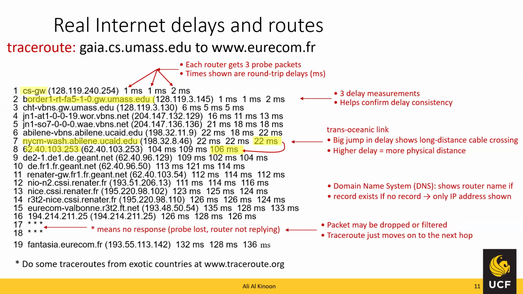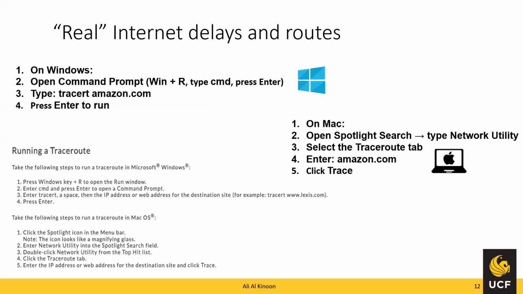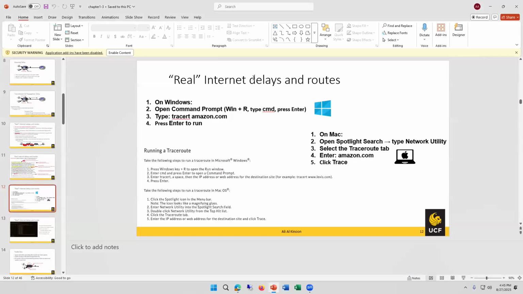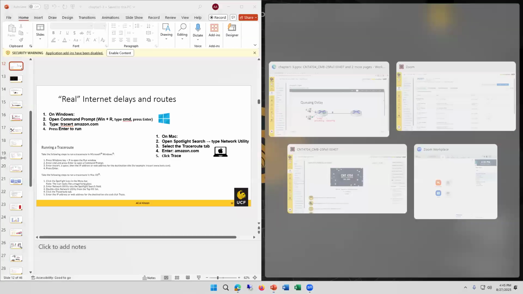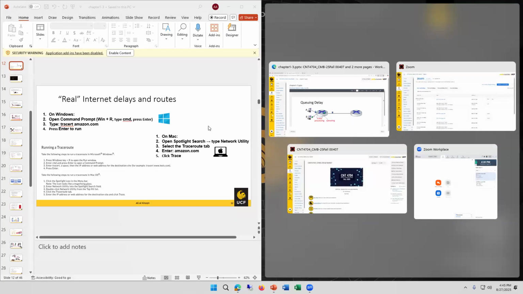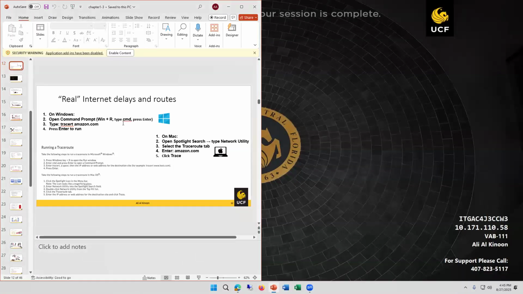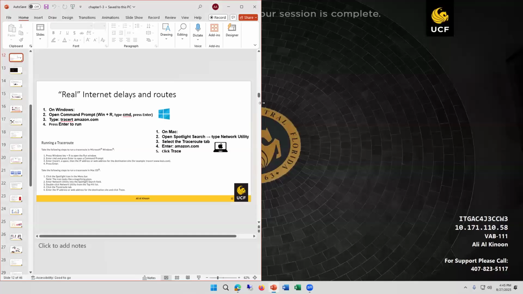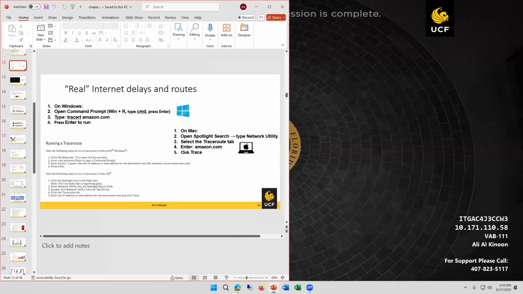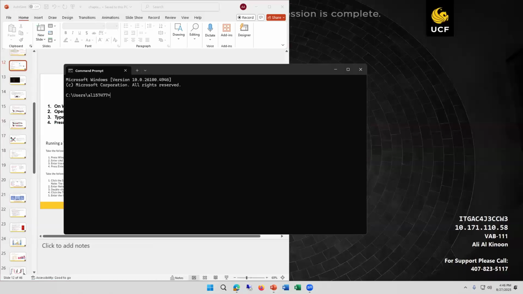Okay. So this is what we're going to do now. For the students who have Mac and Windows, we're just going to run a simple traceroute for any destination that we want. For me, I tried Amazon yesterday, and I'm going to try it here on the PC that we have. I'm going to leave this out so that you can see it.